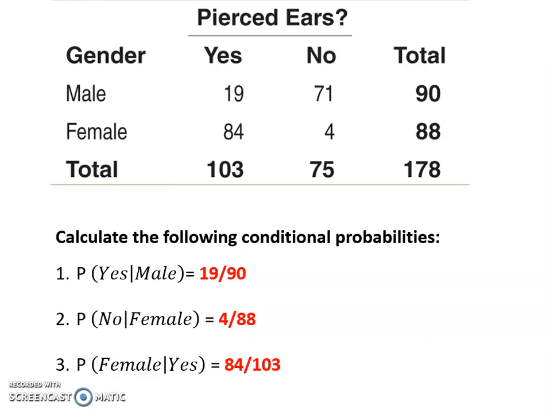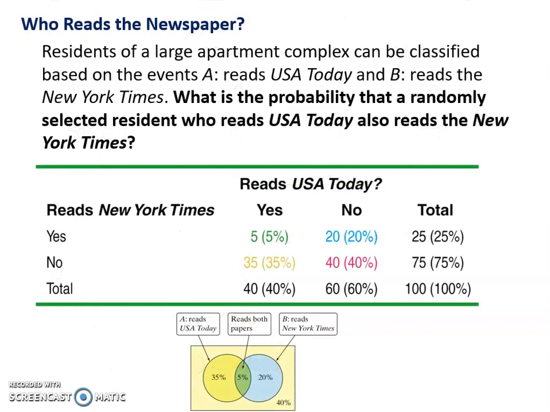All right, next example. Who reads the newspaper? Residents of a large apartment complex can be classified based on the events A, they read the USA Today, and B, reads the New York Times. So the question we're asking, what is the probability that a randomly selected resident who reads USA Today also reads the New York Times?